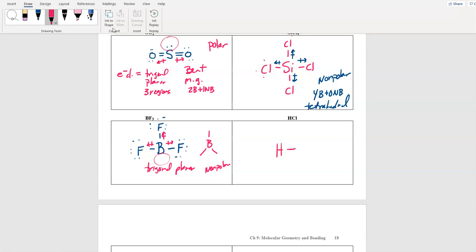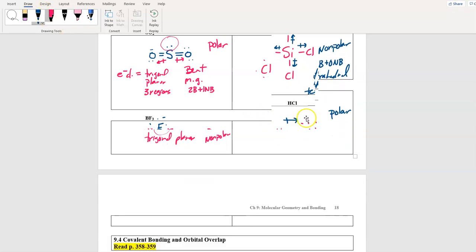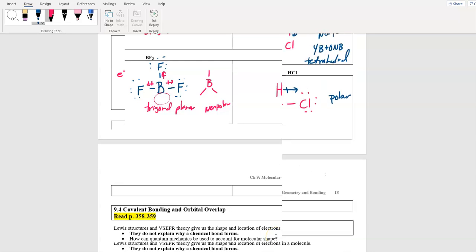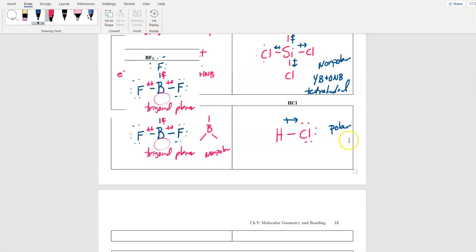Same thing with the 2 atom structure. Don't really have a central atom, so we just have to see what's happening with that bond. And because between H and Cl that is polar, nothing is canceling it out. It's only got one direction, so it's going to stay polar. It's really easy when it's a 2 atom molecule also. See you on the next one.